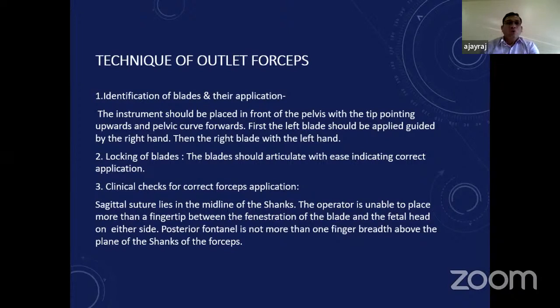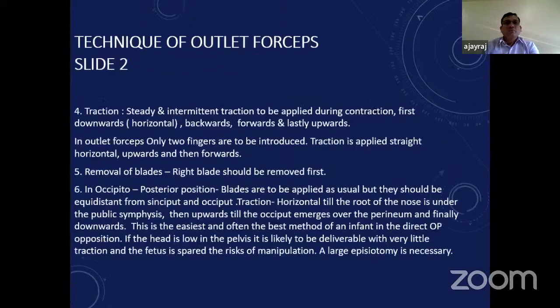Posterior fontanelle is not more than one finger breadth above the plane of the shanks of the forceps. Outlet forceps technique. Traction: steady and intermittent traction to be applied during contraction. First downwards, backwards, forwards, and lastly upwards.